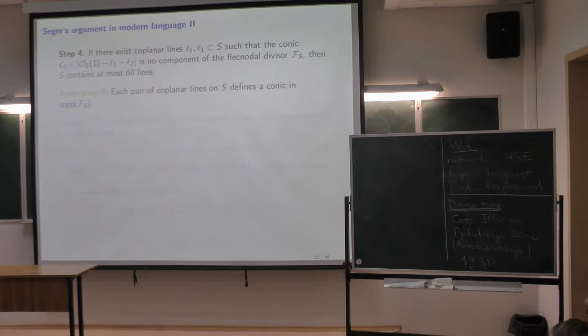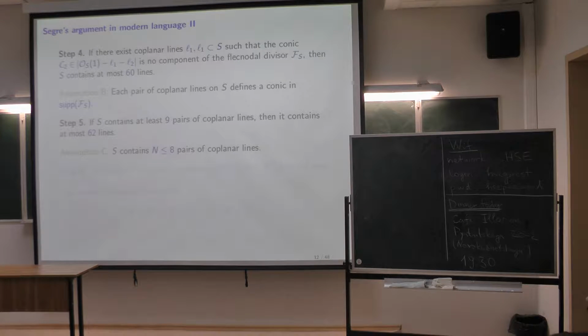But my flectonal divisor has degree 80. If I have 9 pairs of coplanar lines, I have 9 conics. So this degree 80 divisor contains 9 conics. So there are 62 lines left at most, because 80 minus 18 is 62. So the last step is I can assume that my surface contains at most 8 pairs of lines.